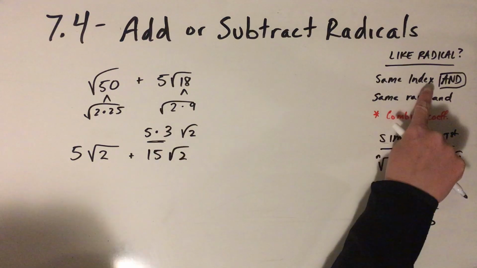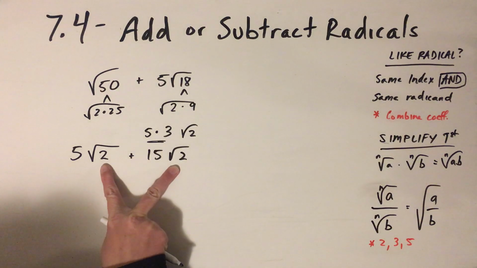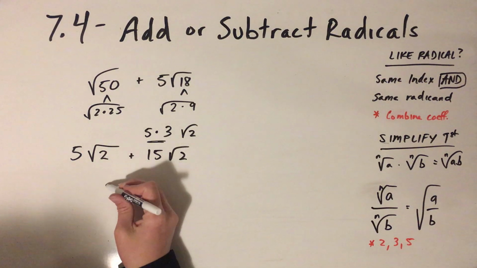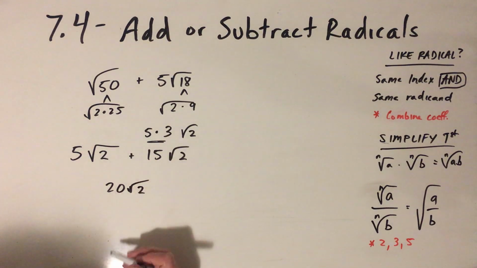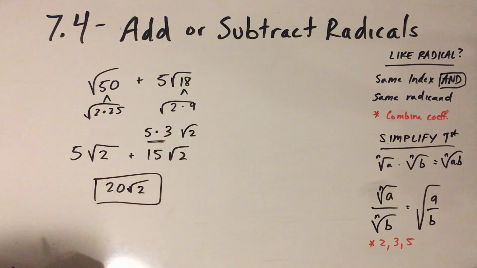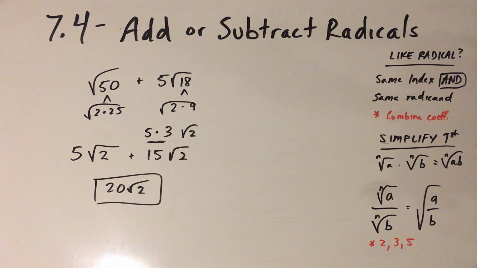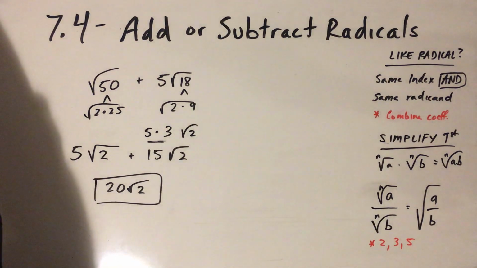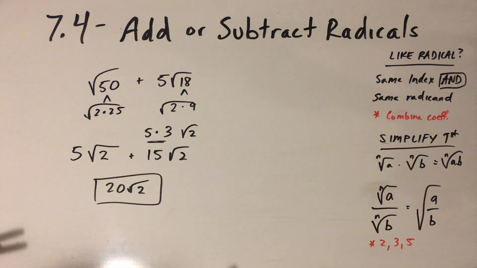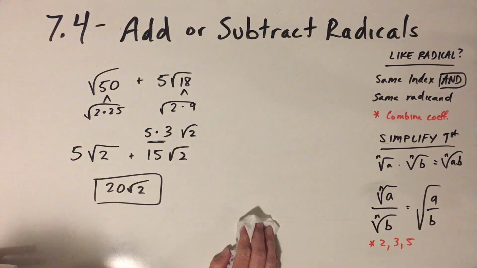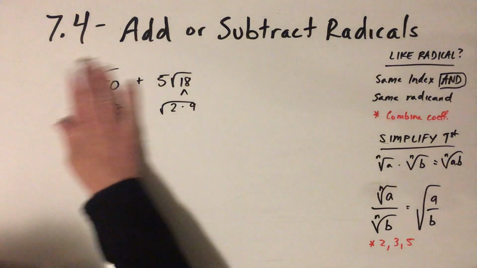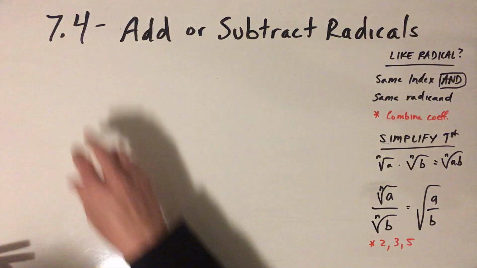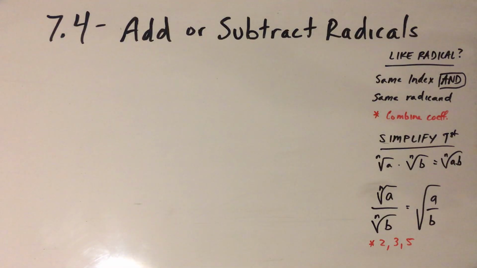Well, now they have the same index and the same radicand. Now I can combine their coefficients for 20 square roots of 2. So that is how you would add these radicals. I just want to go through several more examples here. And maybe pause the video and try to work through some of these on your own.